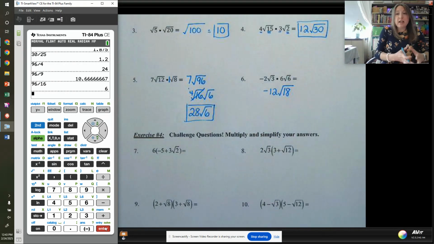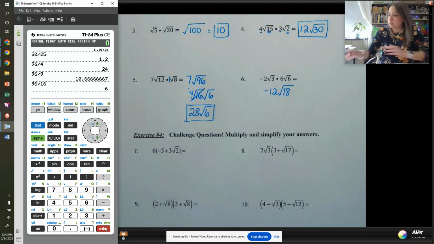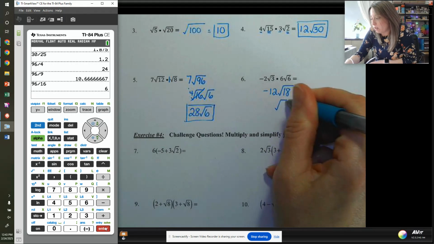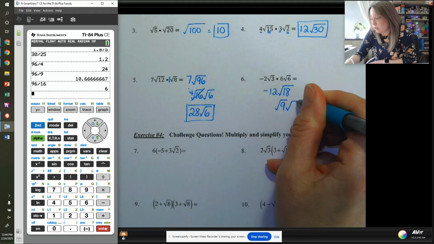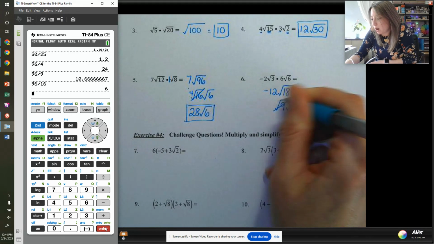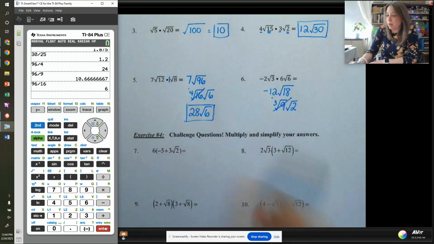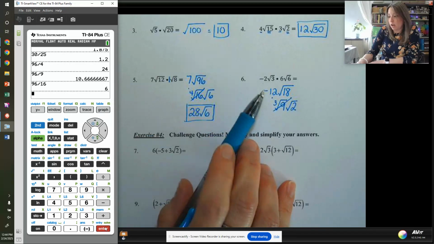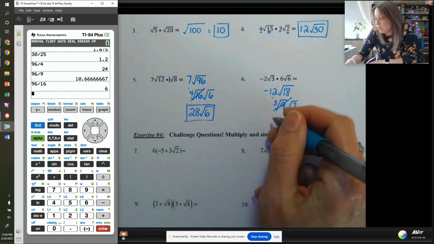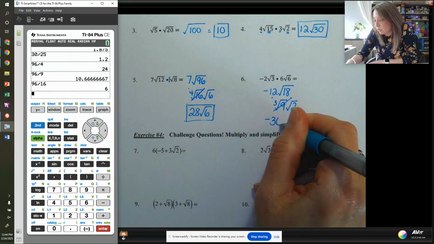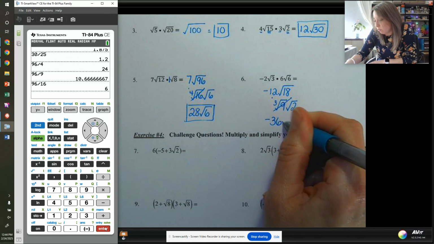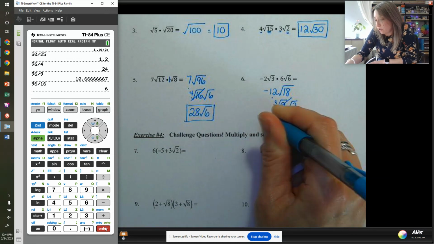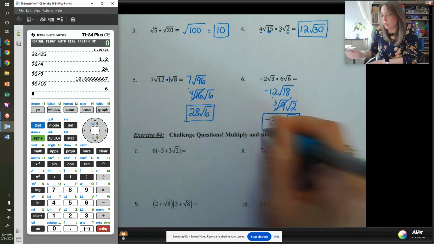Now, is 18 a perfect square? No. Is 18 evenly divisible by a perfect square? Yes. That would be radical 9 and my leftover radical 2. I take the square root of 9, I get 3. I have to multiply that by the coefficient that's already out front, which is -12. -12 times +3 is -36. My leftover radical, radical 2. -36 radical 2 is my final answer.